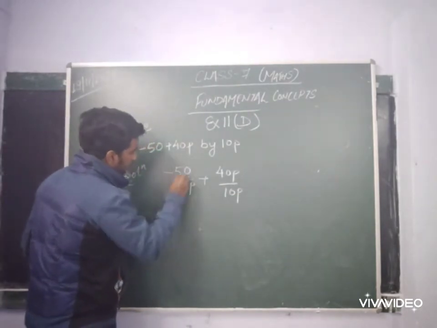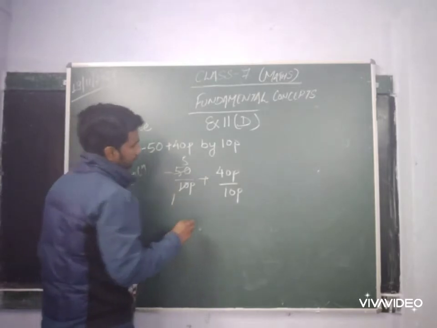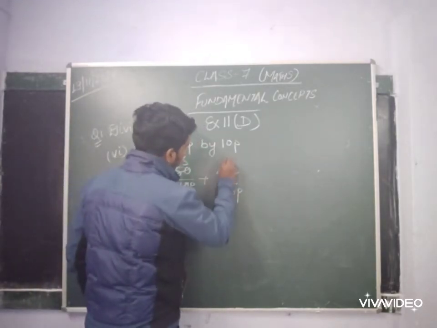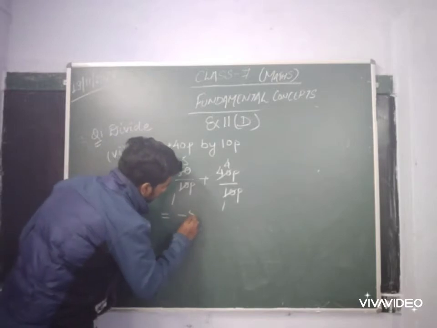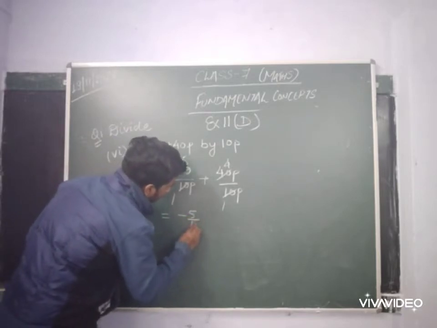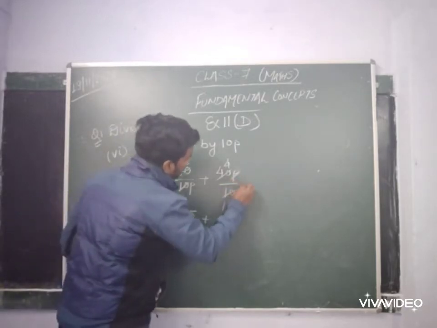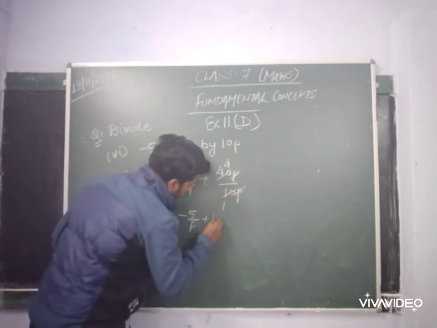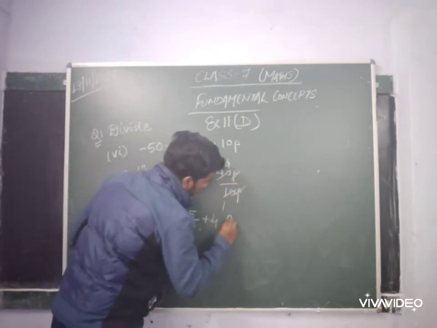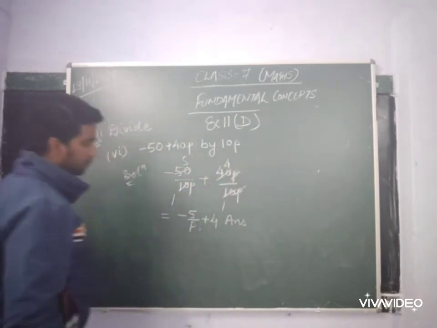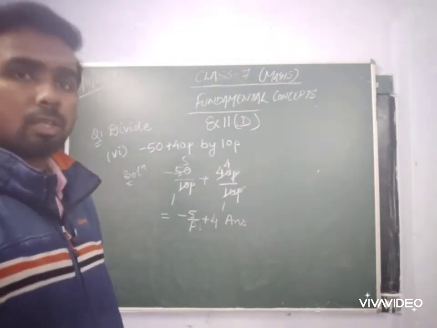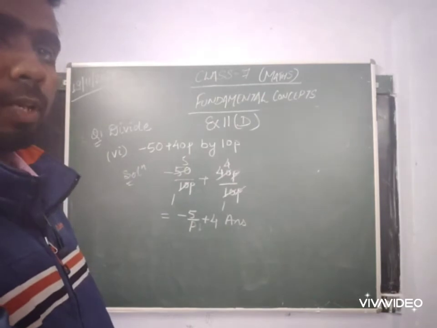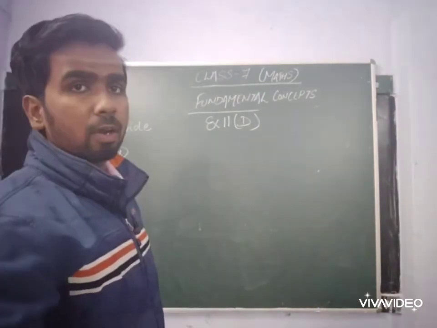So 10 ones are 10 and 10 fives are 50, and 10 ones are 10 and 10 fours are 40. So what is left? Minus 5 upon p plus, and p will be cancelled from here, plus 4, and this is your final answer. Clear? Okay, take a look. Now we will move on to the next part.